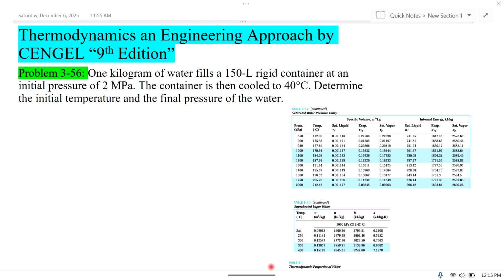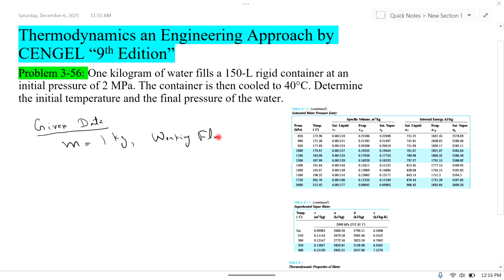So the statement of the problem is 1 kilogram of water. Working fluid is water and mass is given to us as 1 kilogram. So mass is equal to 1 kg and working fluid is water. Fill a 150 liter rigid container.